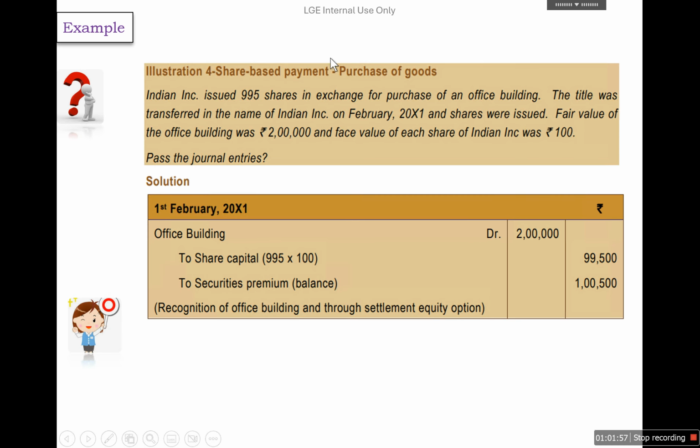Next is share based payment for purchase of goods. In case of goods, the Indian INC issued 995 shares in the exchange for the purchase of an office building. The title was transferred in name of the Indian INC, and shares were issued. The fair value of the building was 2 lakhs, and the face value of each share was 100. So we'll book the building based on the fair value of 2 lakhs and shares issued at the face value, and remaining amount we'll book in security premium account.